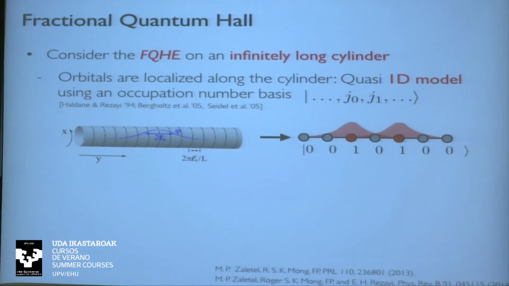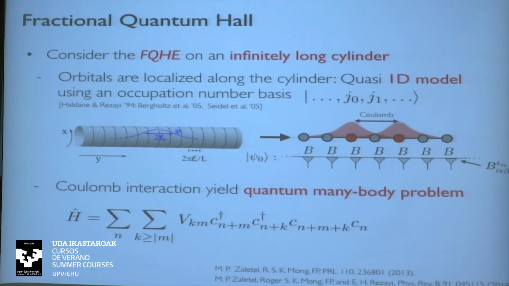So we have our two-dimensional continuum model, and if we restrict it to the cylinder and choose, say, only the lowest Landau level, then we have this nice one-dimensional representation of the system. From this one-dimensional representation of our problem, we can then use the techniques that we introduced before. We can use a matrix product state representation for describing the fractional quantum Hall states on a cylinder.